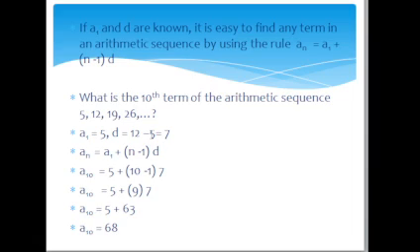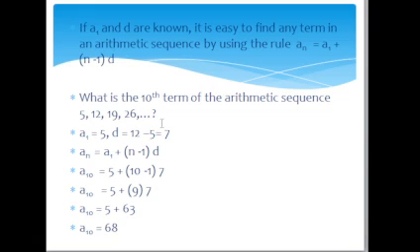Now we have this next problem. What is the third term of the arithmetic sequence 5, 12, 19, and 26? So there are only 4 terms given, and we have to find the 10th term. So what shall we do? We have to get first what is given. So as we know, a sub 1 or the first term is 5 because that's written as the first term.